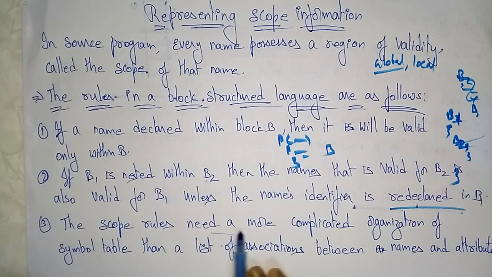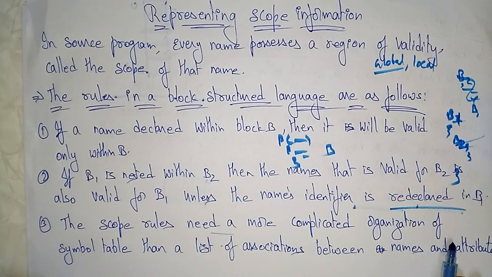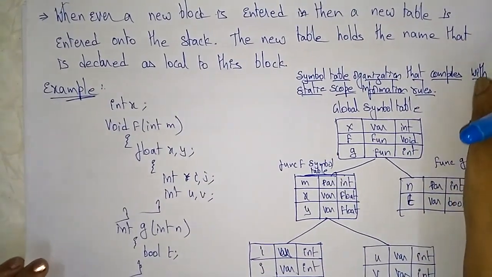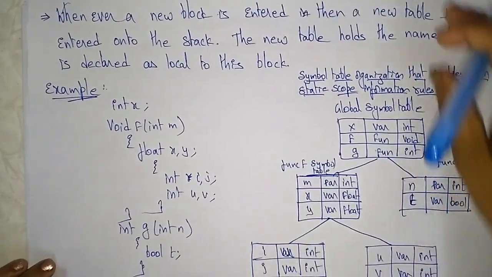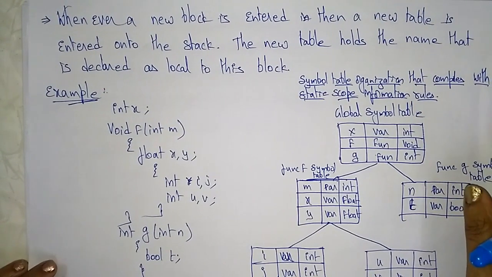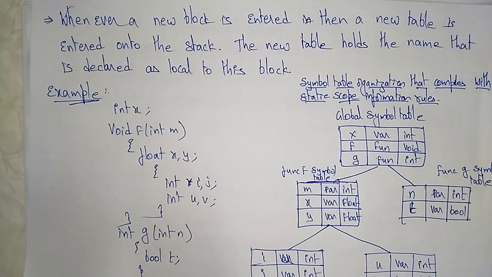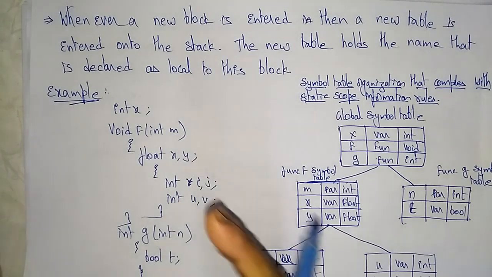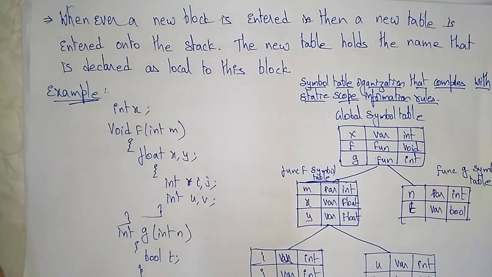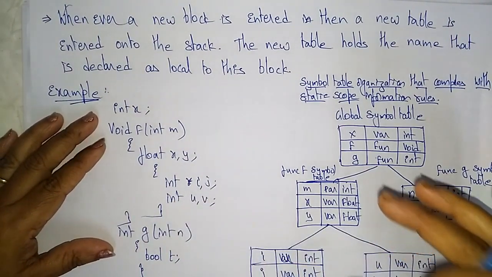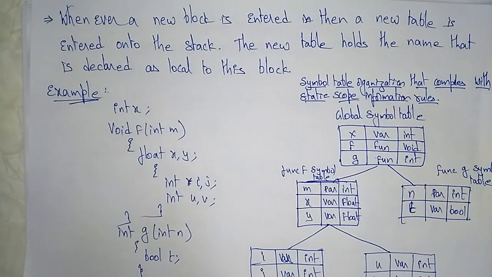The scope rules need a more complicated organization of the symbol table than a list of associations between the names and attributes. So whenever a new block is entered, a new table is pushed onto the stack. The new table holds the names that are declared as local to this block. So don't be confused. Let's see the program, and how the tables will store the scope information.